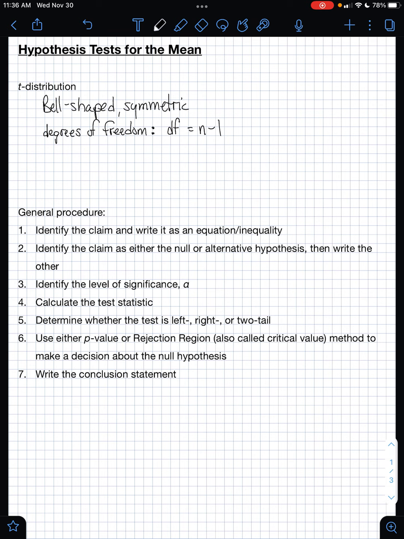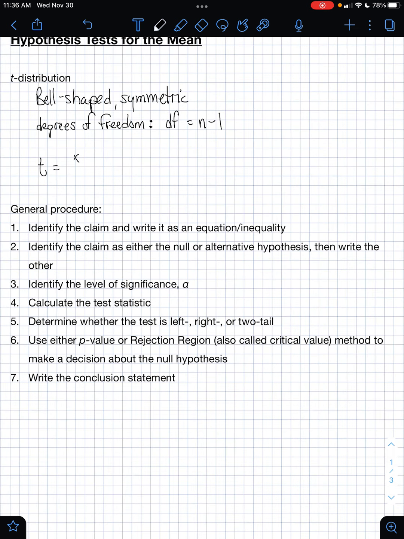Now, the test statistic. Because the t-distribution is much like the standard normal curve where everything would have to be converted to a z-score, in this case, everything needs to be converted to a t-score. The test statistic to convert a sample mean into a t-score starts with the difference between the sample mean that we get and the claimed population mean, and that is divided by the sample standard deviation over the square root of the sample size. This is the test statistic that we will use in performing our hypothesis tests.